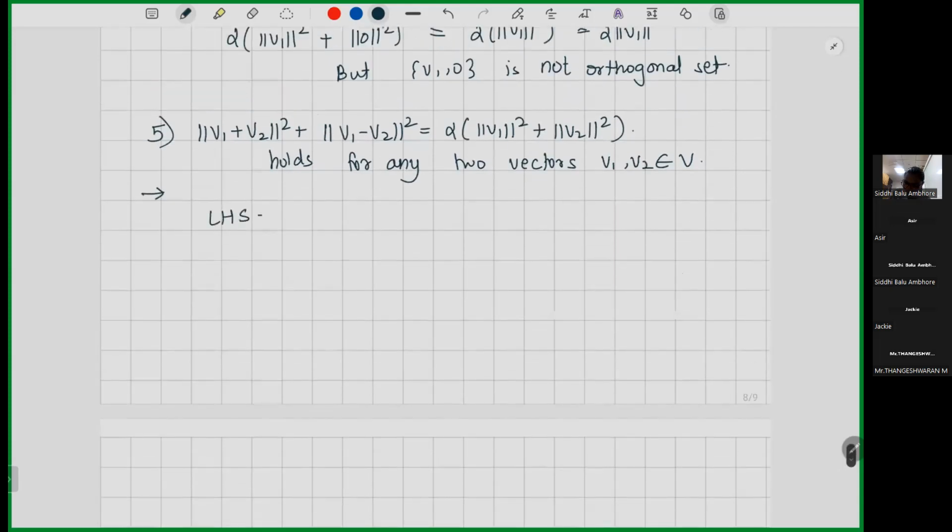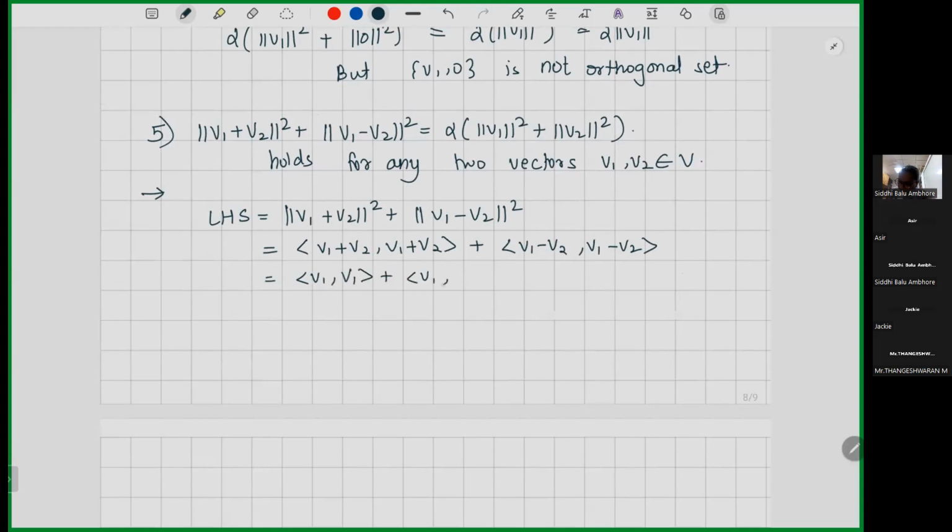So let us start with the LHS. It is norm of v1 plus v2 square plus norm of v1 minus v2 square. So what is this? This is v1 plus v2 comma v1 plus v2, right? By the definition. Just writing the definition. And there are no complex numbers here as the coefficient, so we can just simply split them. And we get v1 comma v1 plus v1 comma v2, or let me do this, v1 comma v1 plus v2.